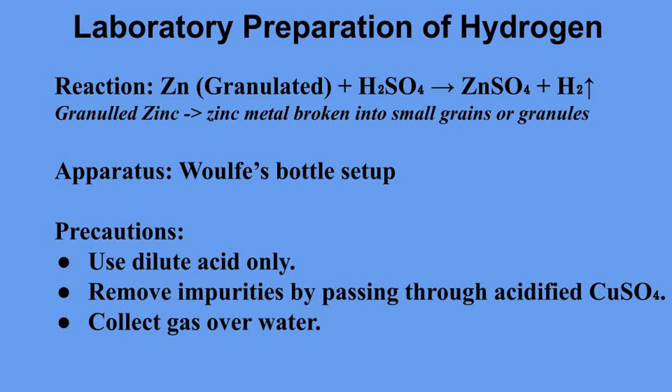In the laboratory, hydrogen is prepared by reacting zinc with dilute sulfuric acid. The setup uses a Wolff's bottle. The gas is passed through copper sulfate solution to remove impurities like hydrogen sulfide. It is then collected over water, since hydrogen is insoluble in water.